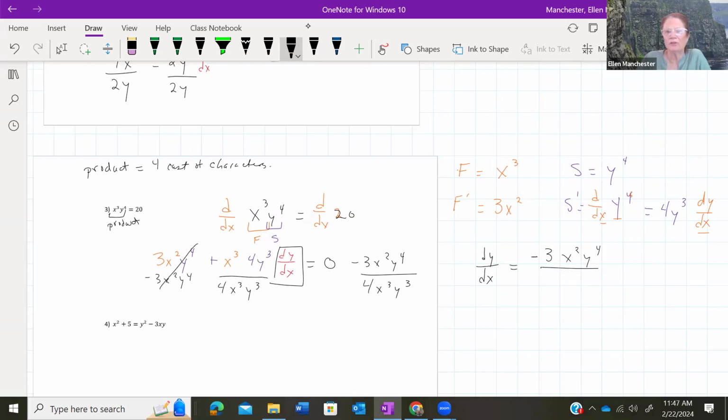over 4x cubed y cubed. And now I can simplify. So anytime you have the same variables top and bottom, you need to reduce that, just like a fraction. So -3 over 4. I have x squared on top, x cubed on the bottom, so I'm going to have an x on the bottom. I have y to the 4th on top, y cubed on the bottom, so I have 1y on the top. So that is my derivative.